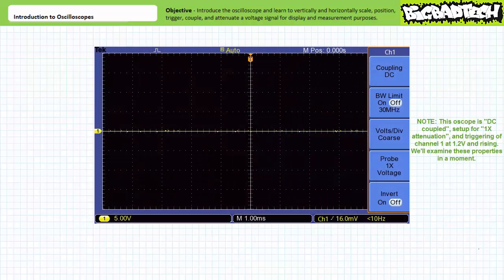Before we display this test waveform on the screen, we need to adjust the oscilloscope to the proper vertical and horizontal sensitivity settings. Let's use a vertical sensitivity of 5 volts per division, meaning each division has a magnitude of 5 volts.